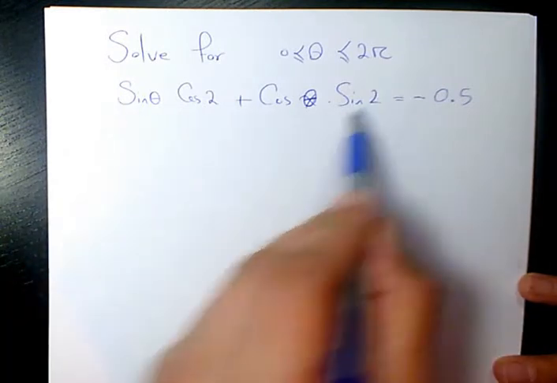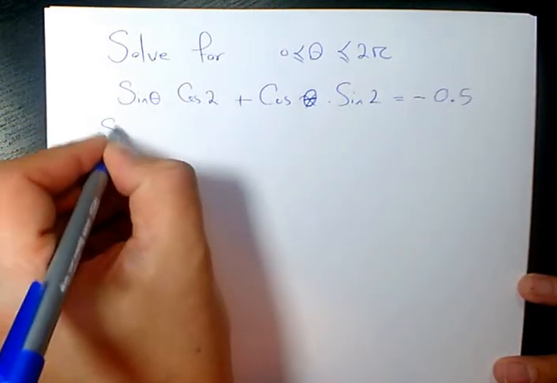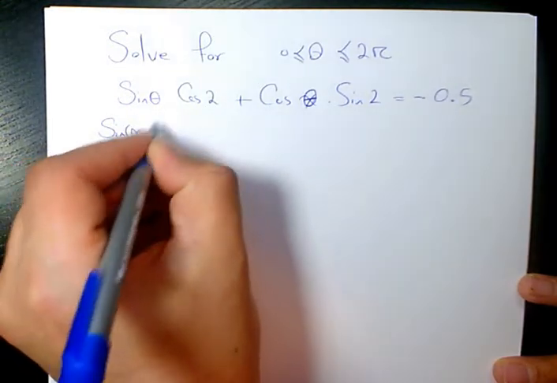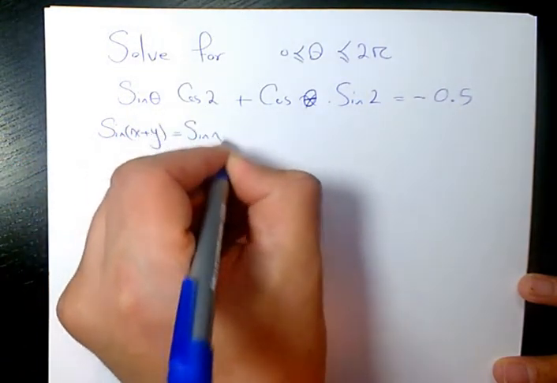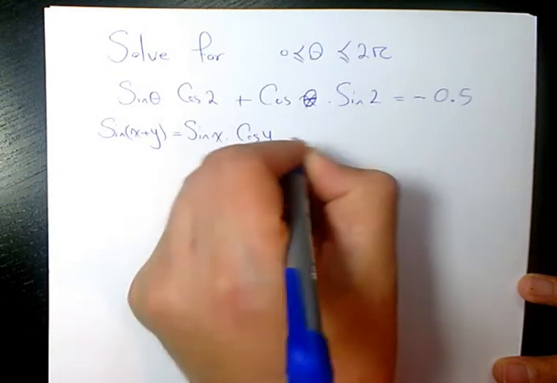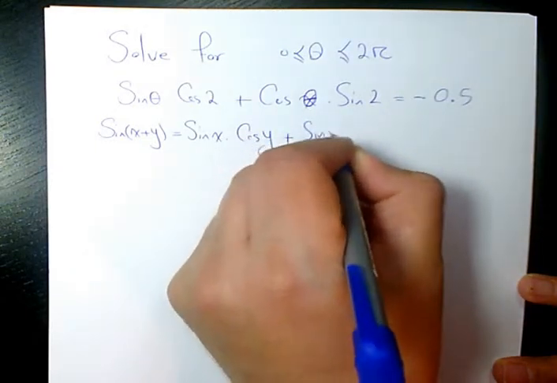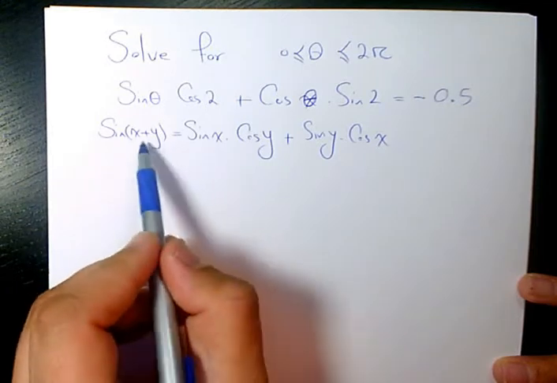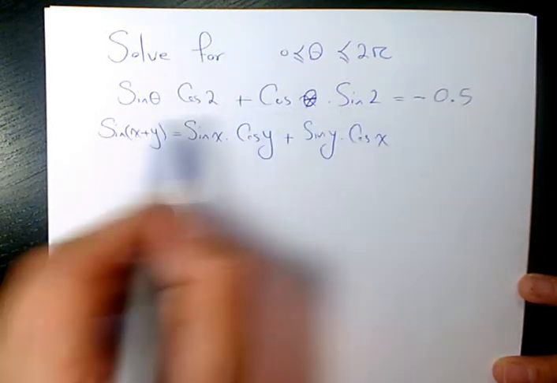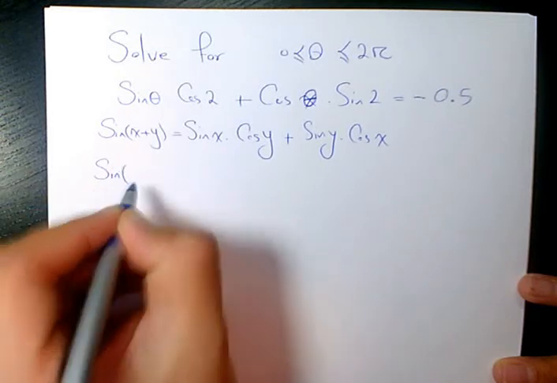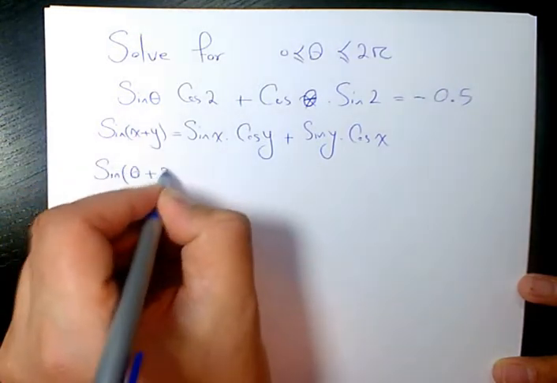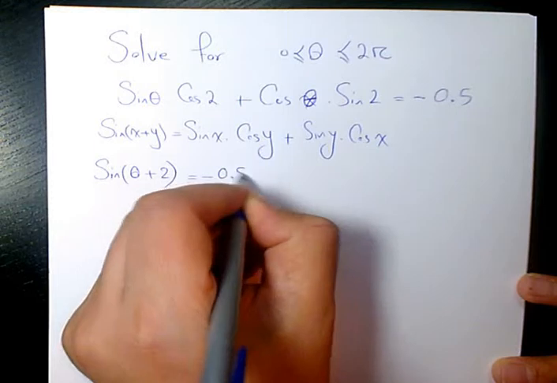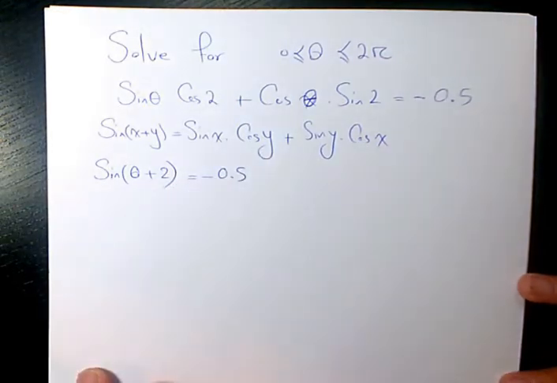If you remember from compound angles, we have sine x plus y, that's going to be equal to sine x times cosine y plus sine y times cosine x. We have exactly the same thing here. So I can write it as sine theta plus 2 equals negative 0.5.